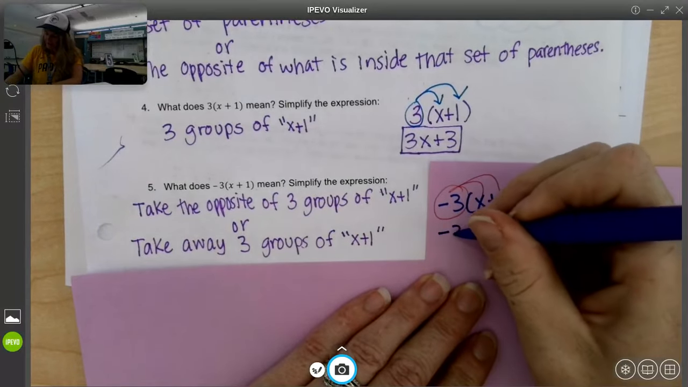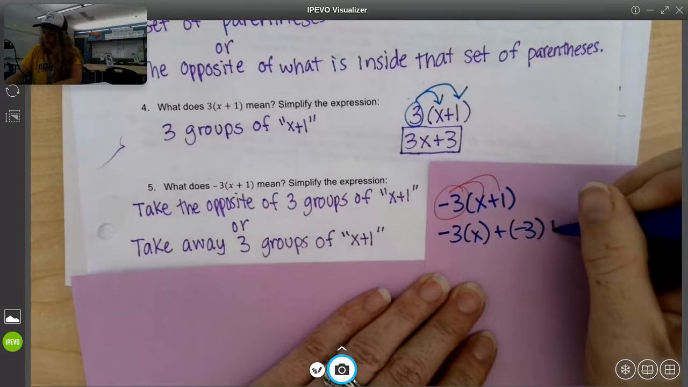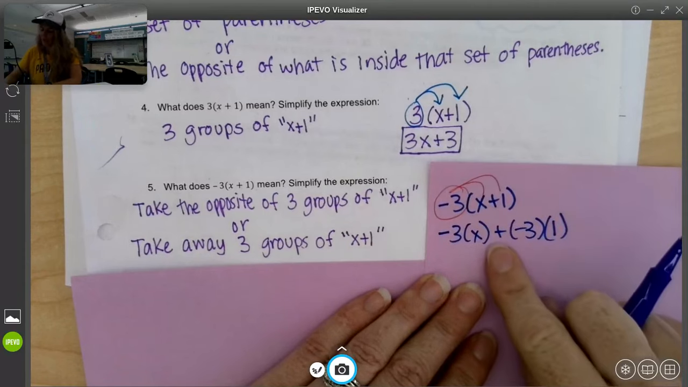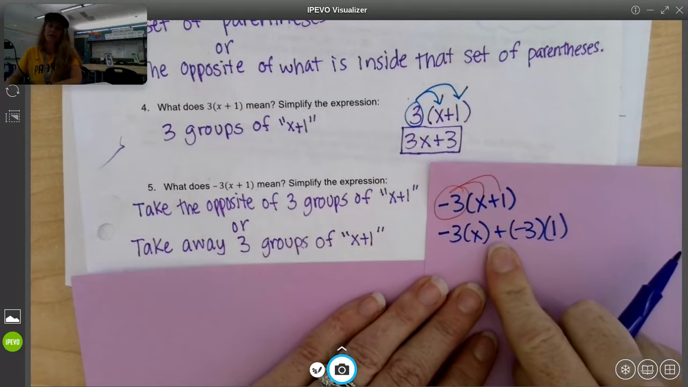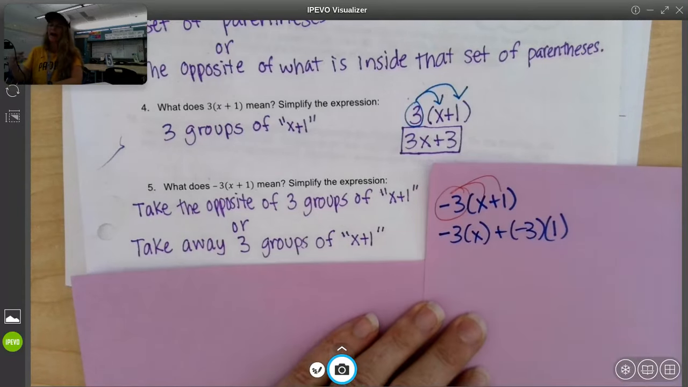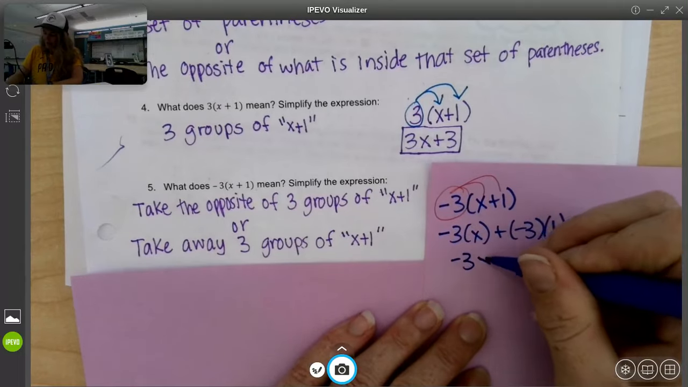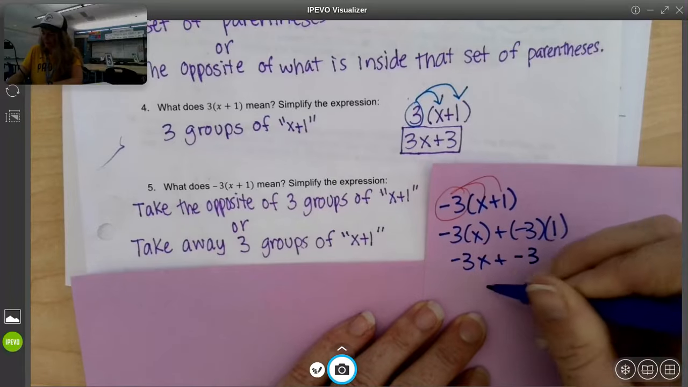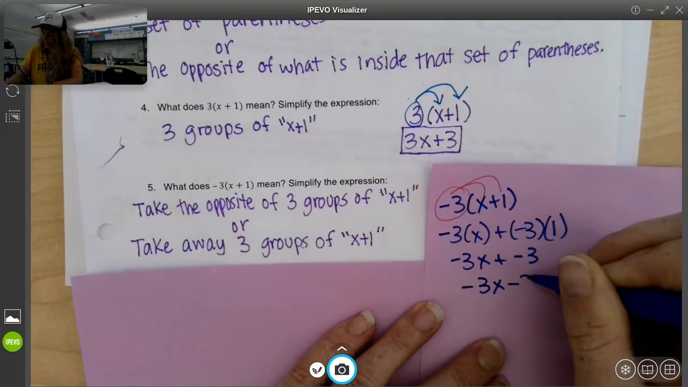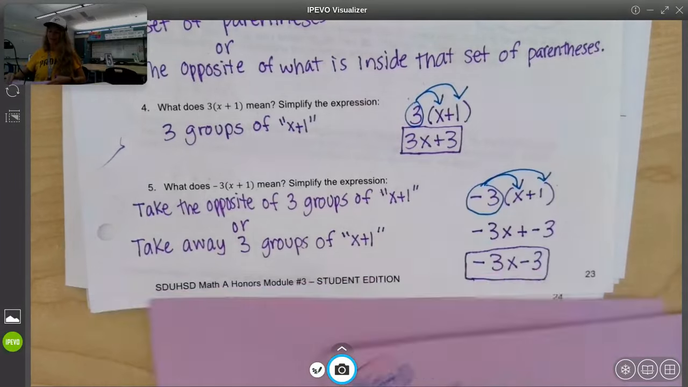So here we have negative 3 groups of x plus negative 3 groups of 1. I'm always going to write adding in between the products here. I'm always going to write adding, and I'm just going to worry about the sign when I look at the products. So negative 3x plus negative 3, which gets us negative 3x minus 3. Beautiful! Let's keep going.